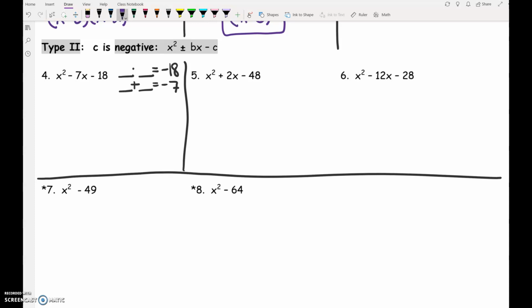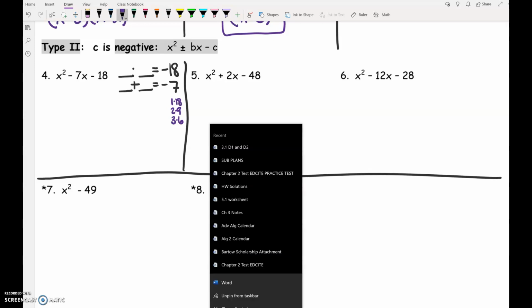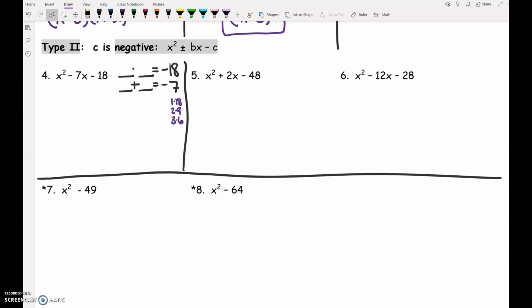For our options, we've got 1 times 18, 2 times 9, 3 times 6, 18 divided by 4 is a decimal, 5, 6, we're back. Okay. 18 plus 1, 18 minus 1, that's not going to get us negative 7. 2 and 9. 9 minus 2 is positive 7, so reverse it. 2 minus 9 is negative 7.